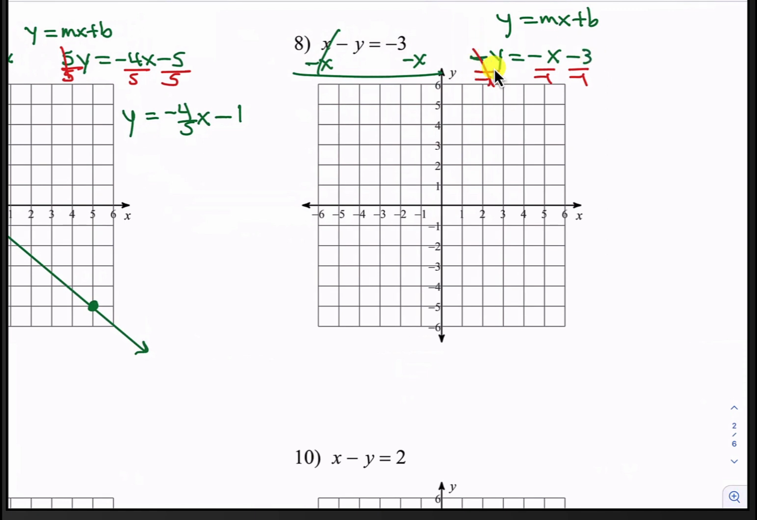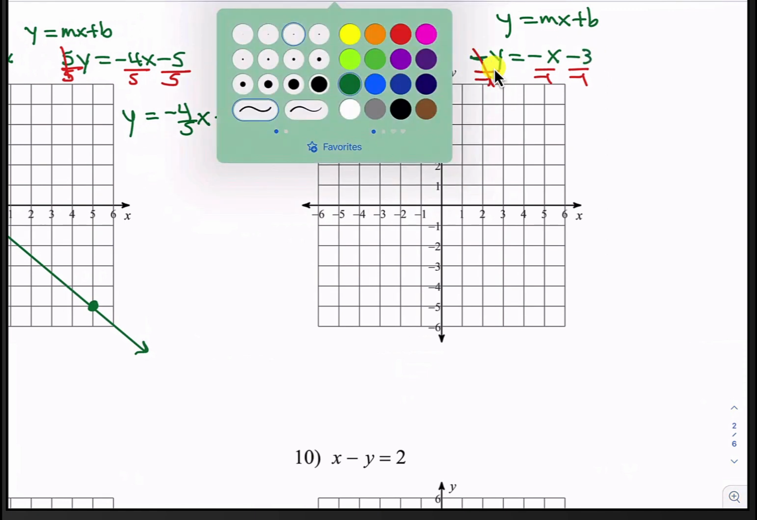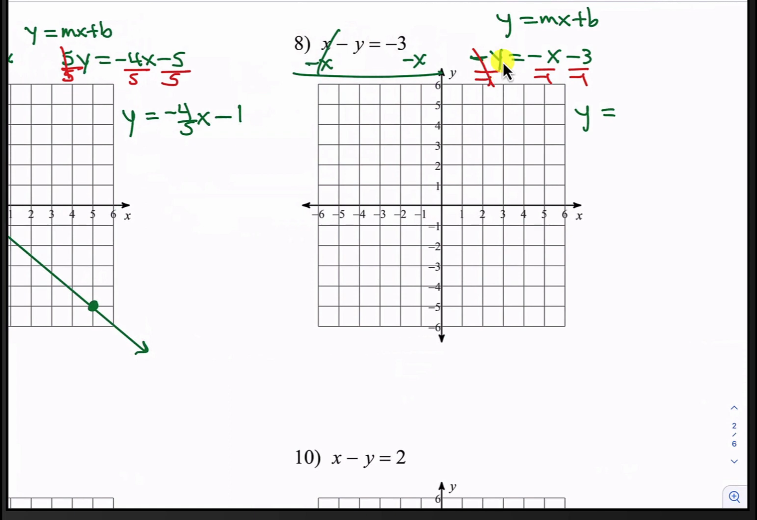Those negatives cancel each other, and we have y equals, and the x's will cancel, so that would be positive 1x. And then negative 3 divided by negative 1 is positive 3. So this is our equation. Our y-intercept is positive 3. That would be a point here.